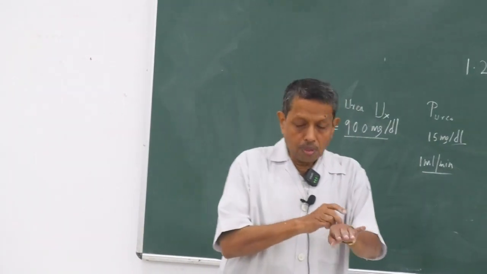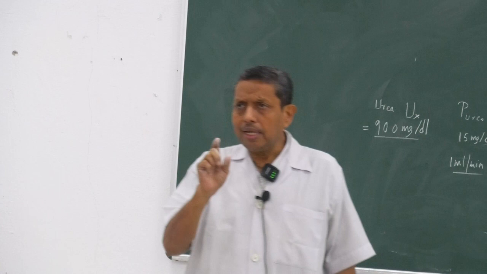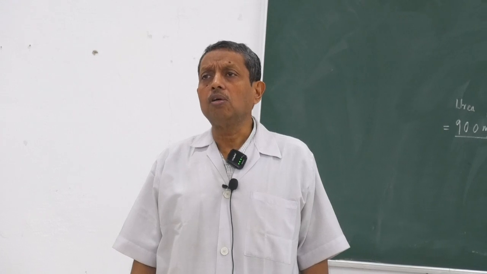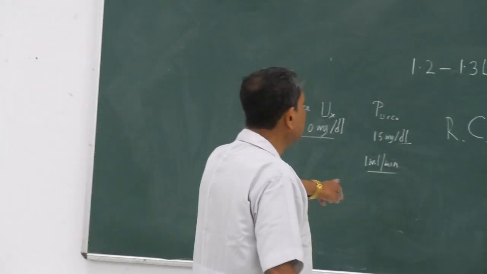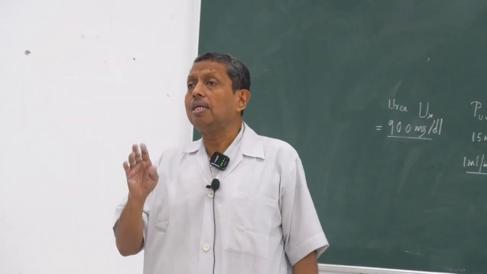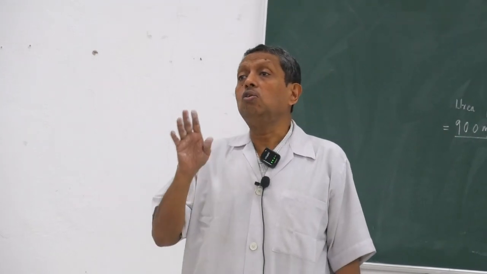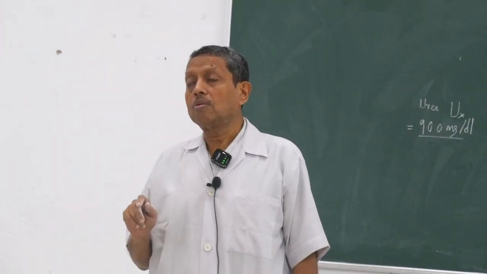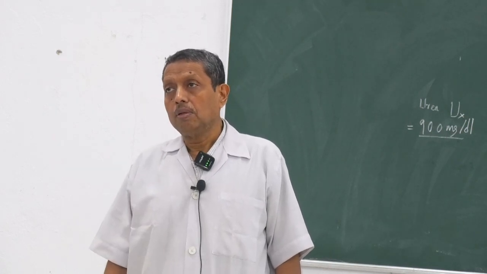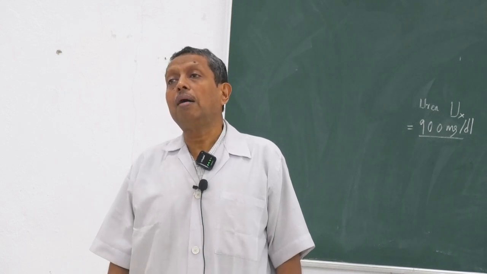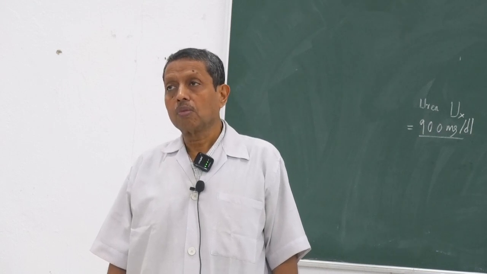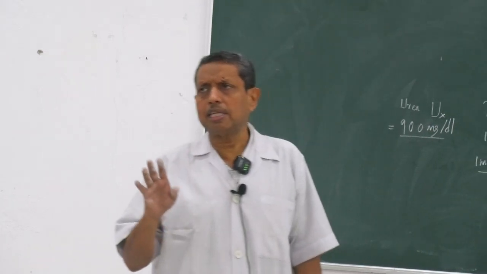Normally the clearance of glucose is zero, because normal urine does not contain any glucose. So the clearance of glucose is zero, that is, no part of plasma is cleared of glucose through urine. But it is not applicable to diabetic individuals.